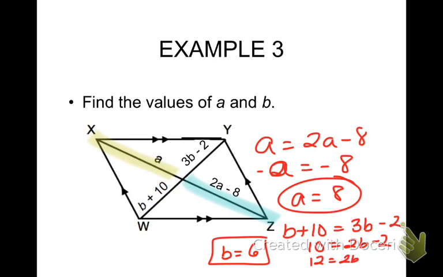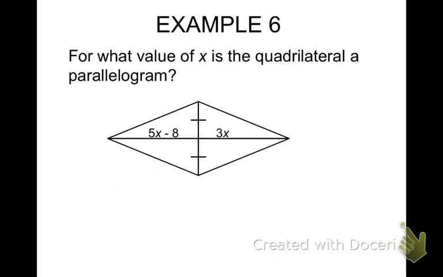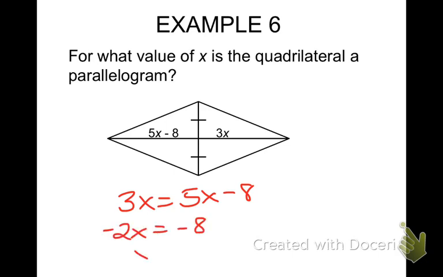And what will we do for the last example? For what value of x would the quadrilateral be a parallelogram? Well, in order for it to be a parallelogram, your diagonals would need to bisect each other, which means each of those would need to be equal to each other, so we would set them equal. So 3x equals 5x minus 8. Subtracting 5x gets me negative 2x equals negative 8. Dividing by negative 2, x is equal to 4. That's it.